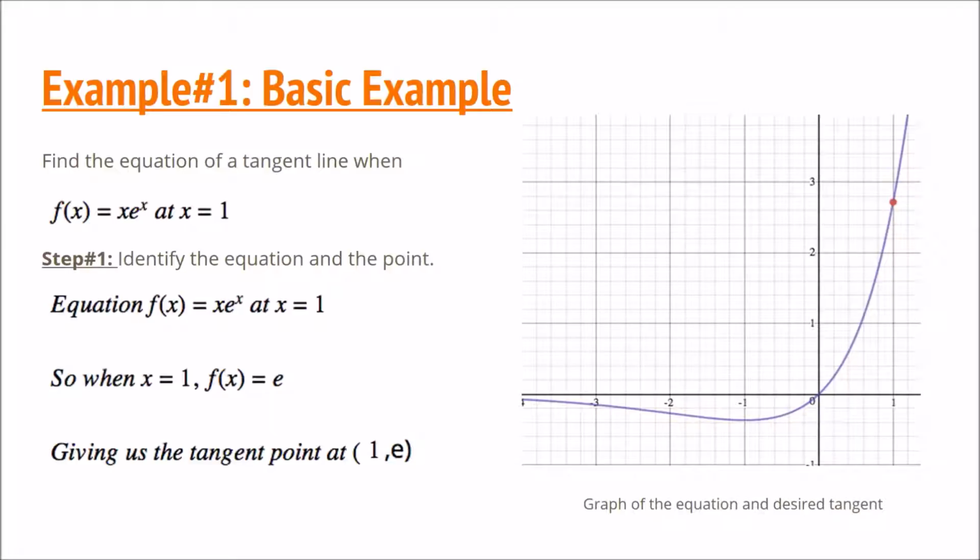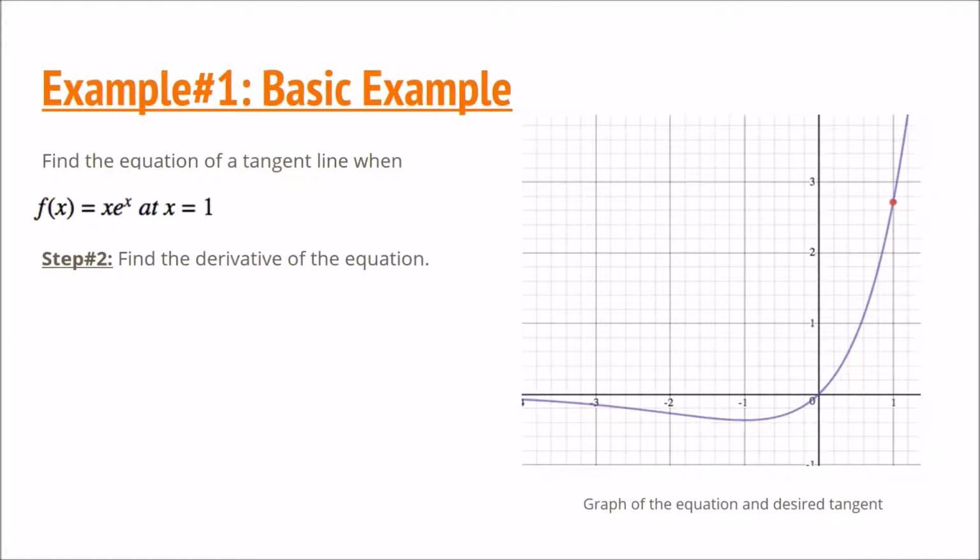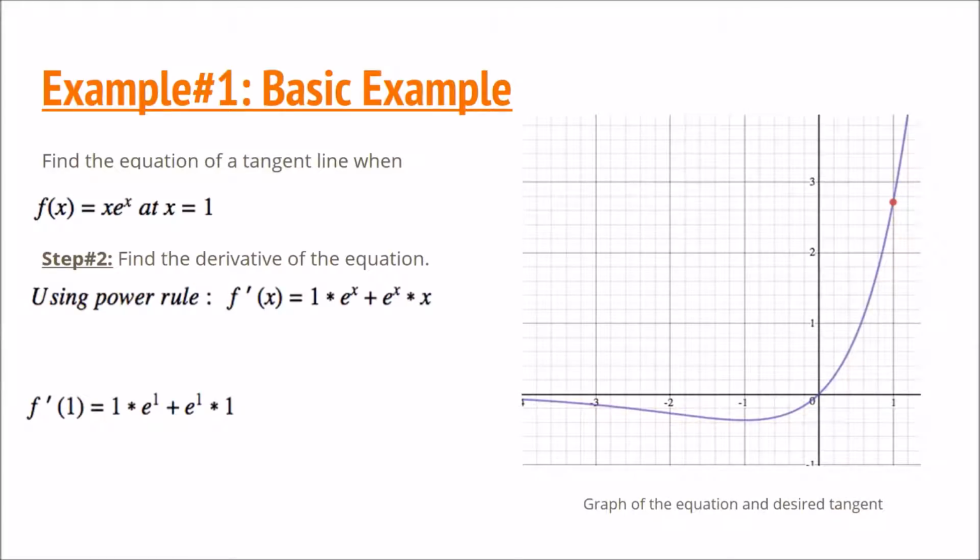Our second step is to find the derivative of the function. Using the product rule, f prime of x will equal 1 multiplied by e to the power of x, added to e to the power of x multiplied by x. We plug 1 into f prime and we get the slope equaling 2 times e.